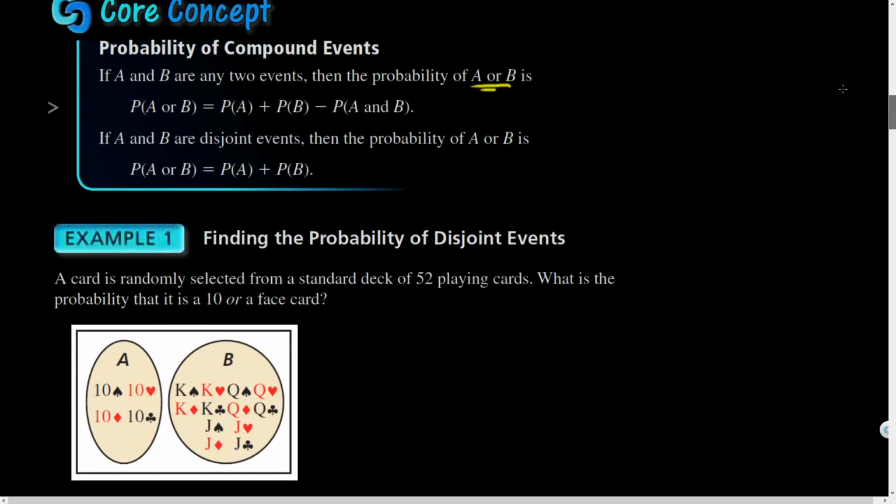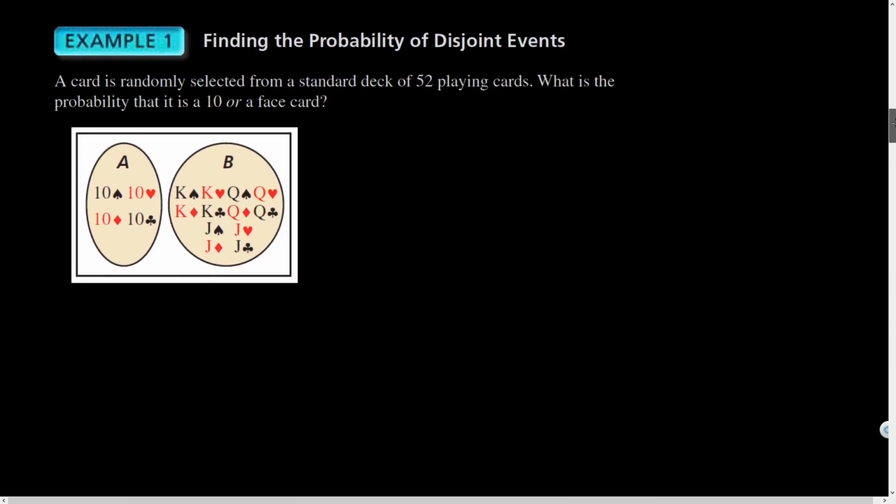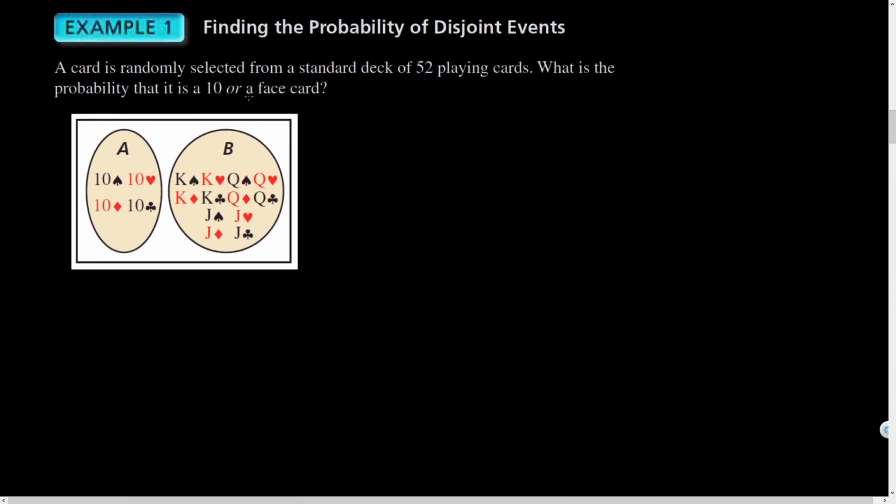Sixths. There you go. So here's the rule. If there's overlap, subtract it; if there's not overlap, you don't have to worry about it. So disjoint, you just simply add those two probabilities. Here we go. Example 1. A card is randomly selected from a deck of 52 cards. What is the probability that it is a 10 or a face card?